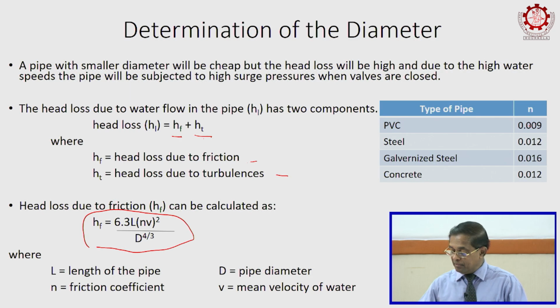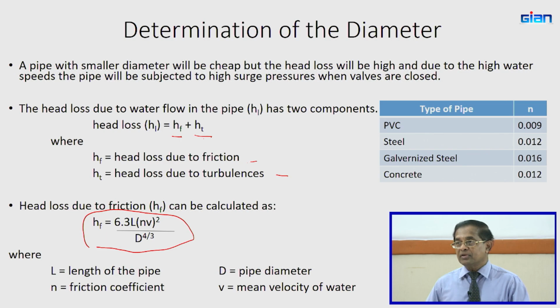This friction coefficient for different materials is in this table: PVC 0.009, because in very small pico hydro projects, maybe 5 kilowatt, sometimes PVC pipes are used as penstocks. I have seen some very small plants using specially manufactured PVC pipes for penstocks. Steel 0.012; galvanized steel is higher, because galvanizing will increase the surface roughness. Concrete 0.12.